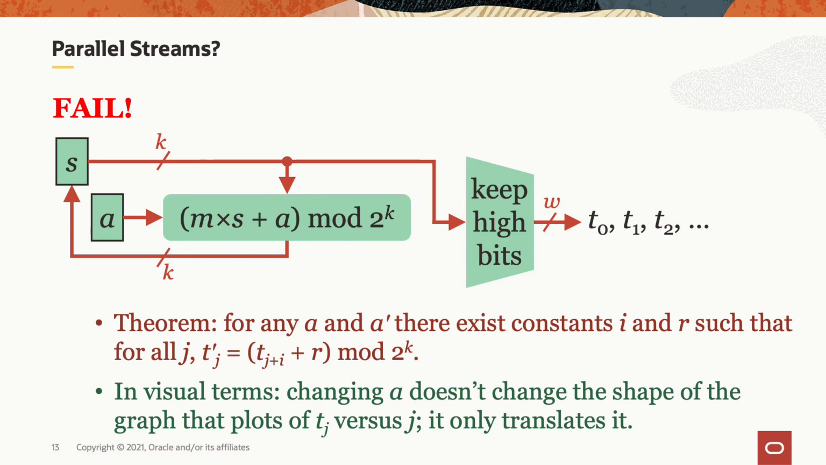There's a theorem that if you have 2 instances of this algorithm, one with additive parameter A and one with A prime, for any choice of A and A prime, you can find constants I and R, such that in effect the state cycle of one is equal to the other one offset by I positions, and then having the value R added to it mod 2 to the K. In visual terms, changing A doesn't change the shape of the graph that plots T sub j versus j. It only translates it both in time and then vertically on the graph modulo 2 to the K.